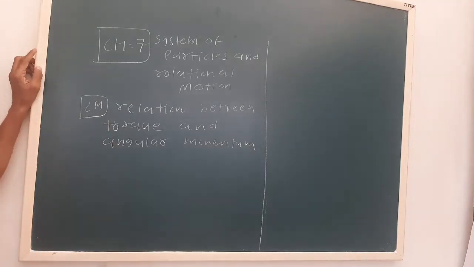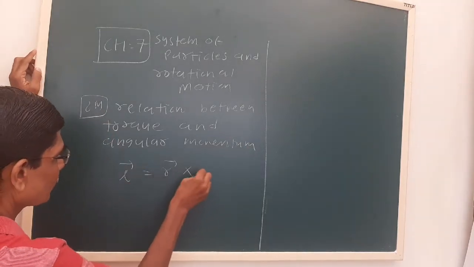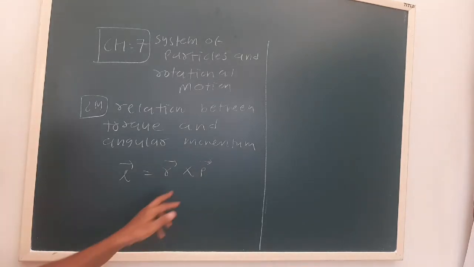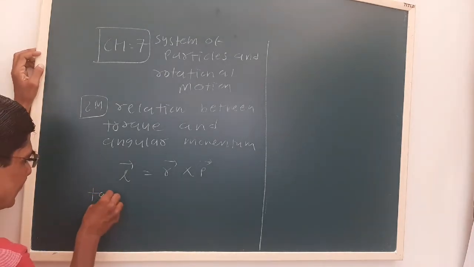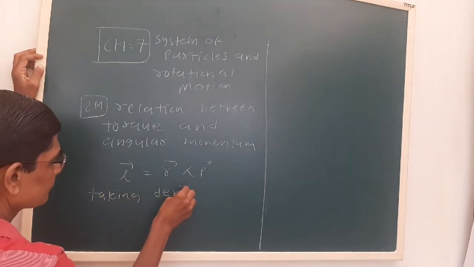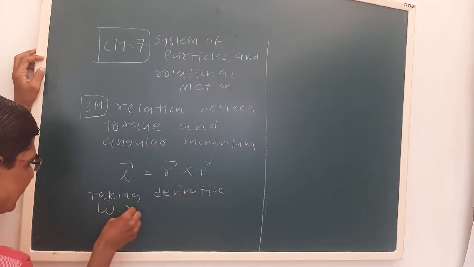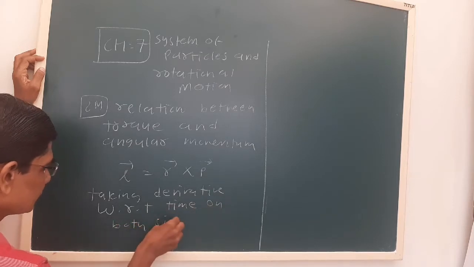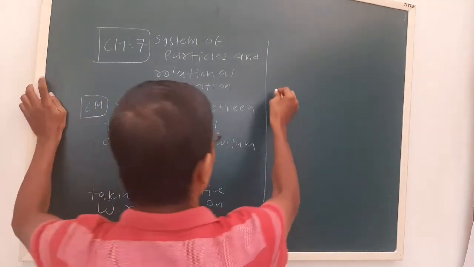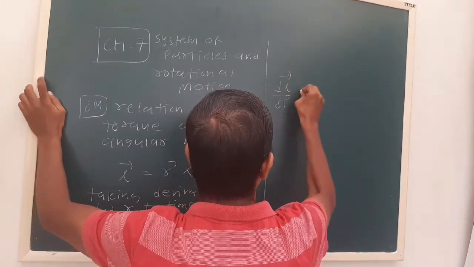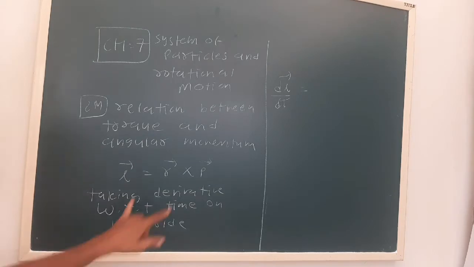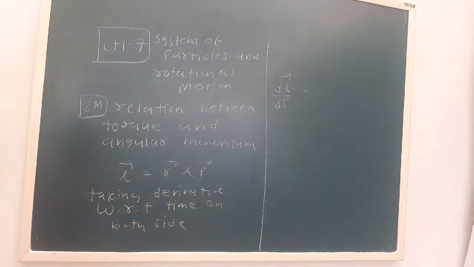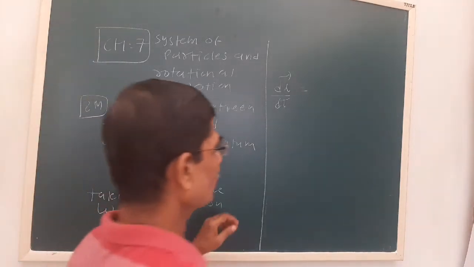Now, we have derived L is equal to r cross p, where r is the position vector about the origin and p is the linear momentum. Now we take the derivative with respect to time on both sides, so dL by dt. Here two functions are in multiplication, so when we take the derivative, we have to use the product rule, that is the rule of multiplication.